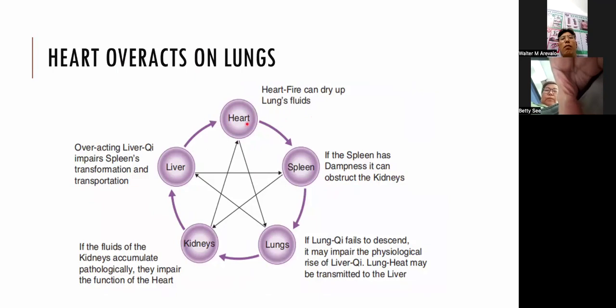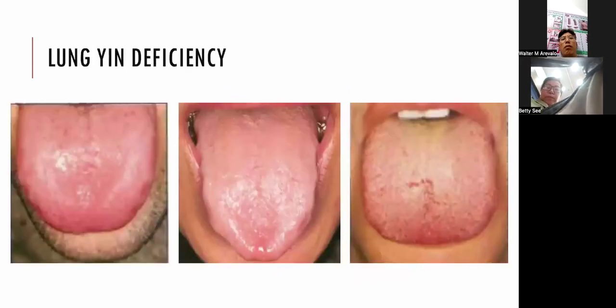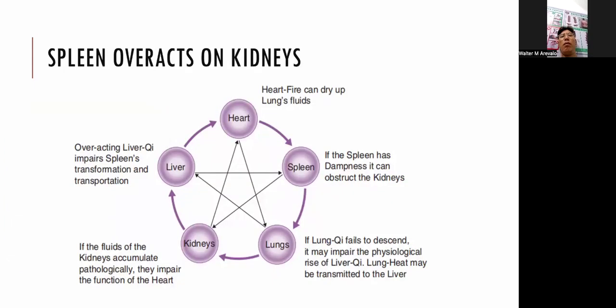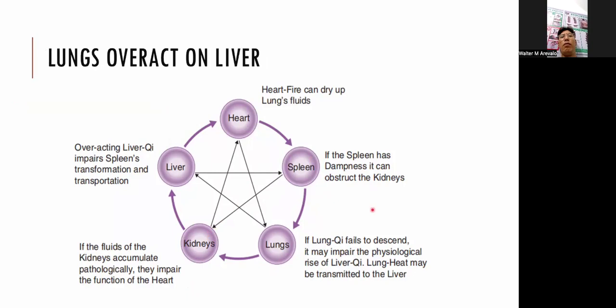The heart overacts on the lungs, and heart fire can dry up the lung fluids and cause lung yin deficiency. Key characteristic symptoms of lung yin deficiency are dry cough, weak, hoarse voice, dry throat, and night sweating. The spleen overacts on the kidneys. When the spleen holds dampness, this can obstruct the kidney function of transformation and excretion of fluids.